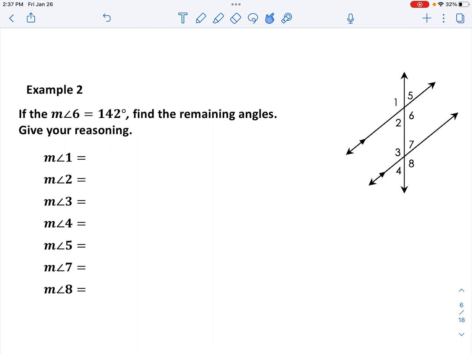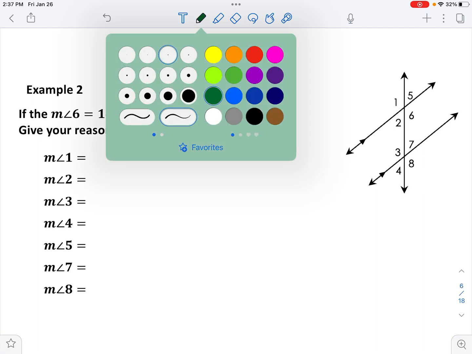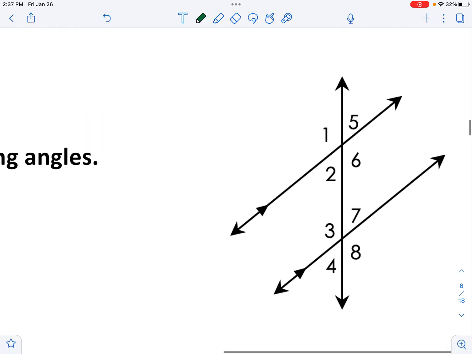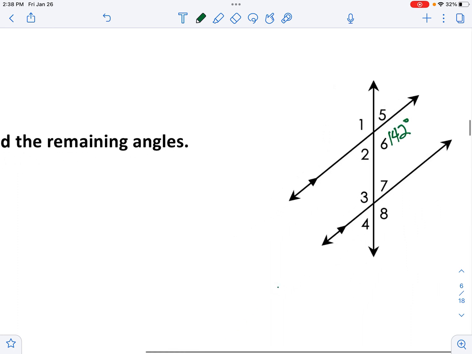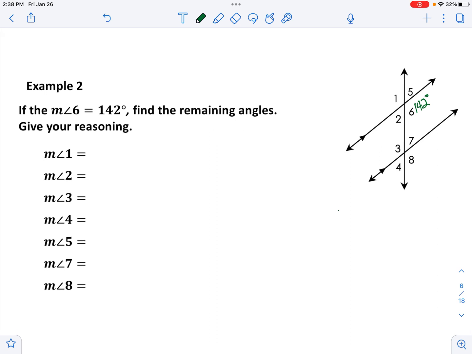Let's try this one. And again, I'm going to talk out the reasoning, and hopefully that makes sense to you as we go. All right, so we know that angle 6 is 142. I'm going to use a different one here. This is 142 degrees. And then I want to find all of the other ones.